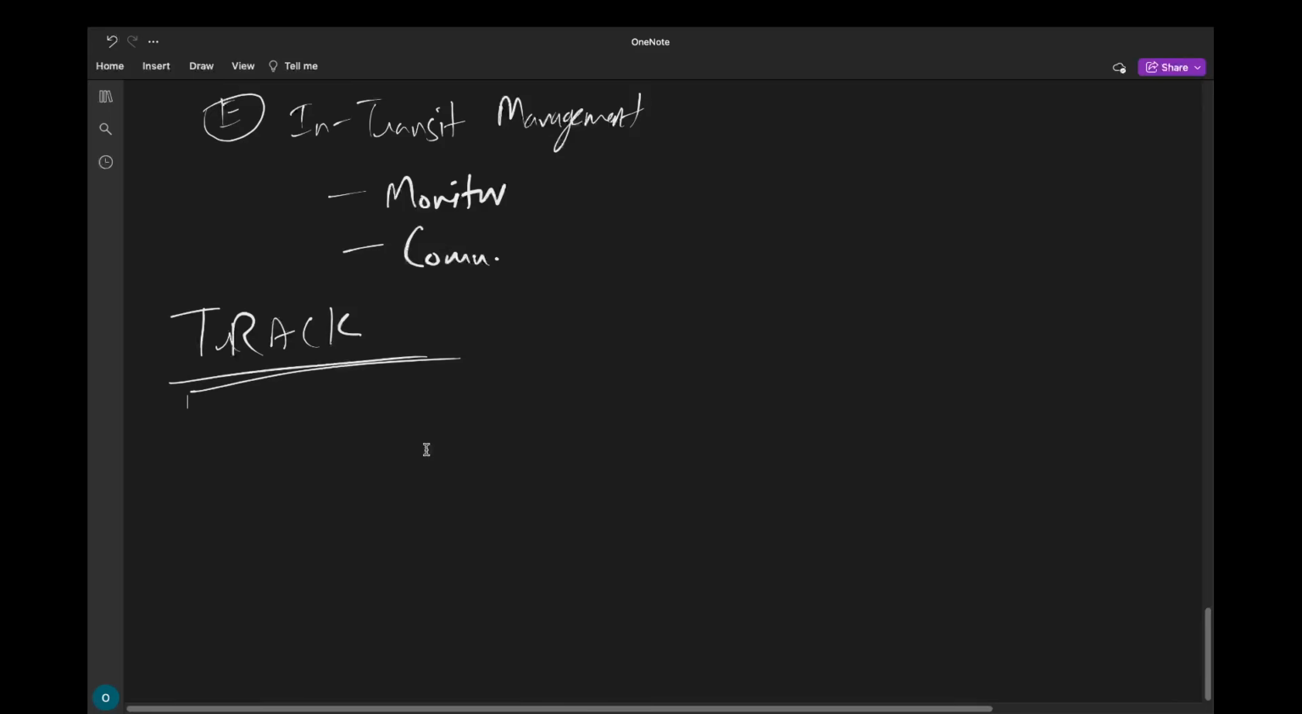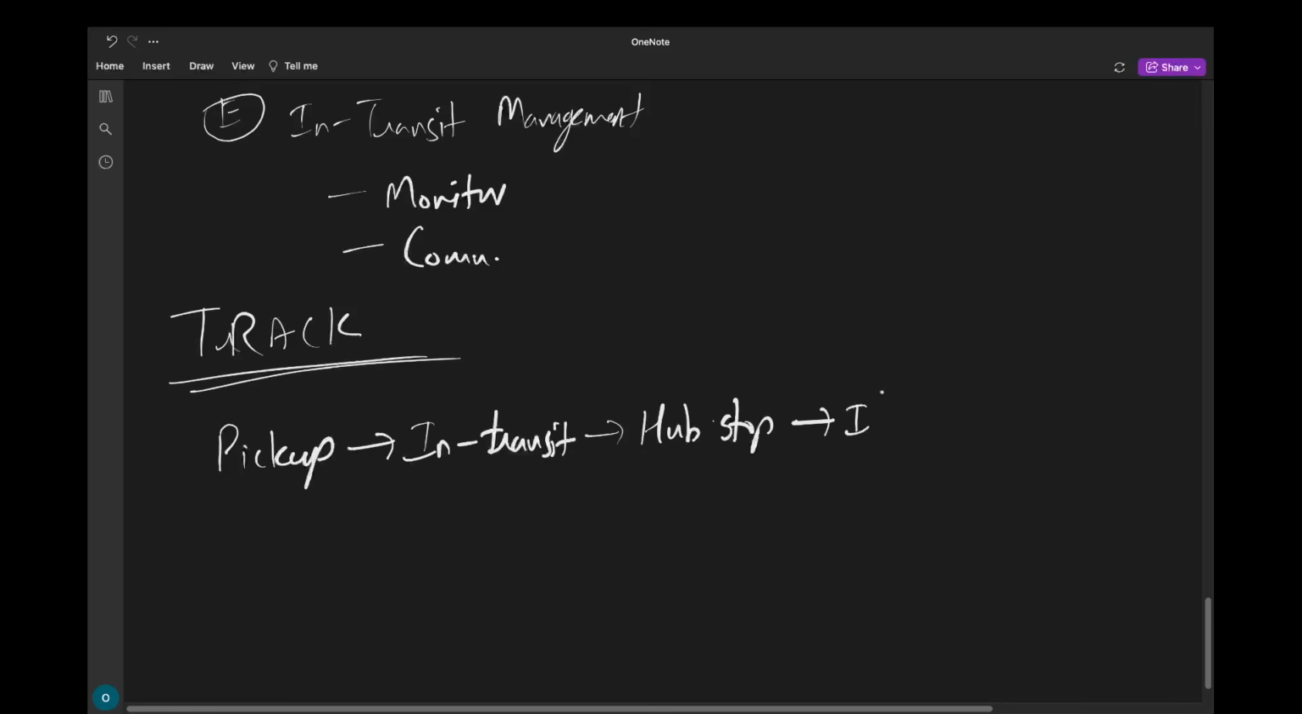So in the tracking, what happens? For example, first tracking will happen whether it's picked up or not. Once picked up, it will go to in transit. Then it may go to a hub stop, where the tracking will also happen. Then again it will go to in transit. At last it will go out for delivery, and then delivered.